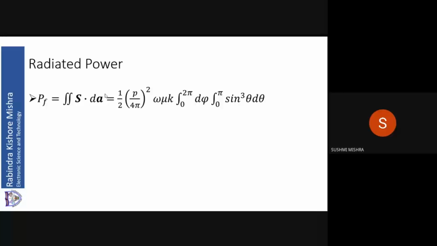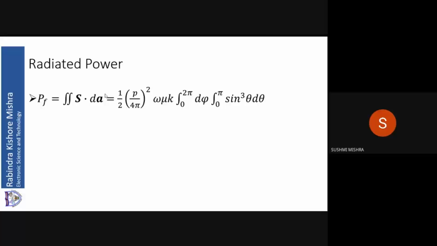So that will be 1 by 2, p upon 4 pi whole square. For S, I am writing the expression: omega mu k. The integration, dA is equal to r square sine theta d theta d phi. There is no r square in this case, so sine theta d phi. d phi is from 0 to 2 pi. So 0 to 2 pi d phi, into sine theta d theta. For S, I have got a sine square.